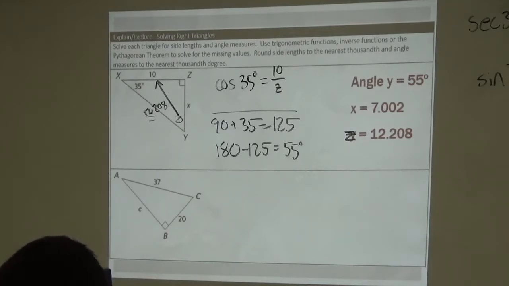Another way is you could say, okay, now that I have all my angles, I could say this is 35, this is my opposite, and that would be adjacent, so I could say tangent of 35 degrees is x over 10, and I multiply times 10. Opposite over adjacent, same thing that way.